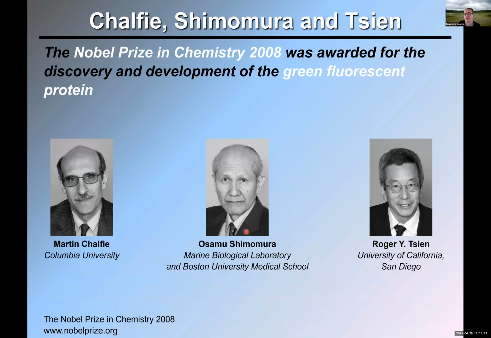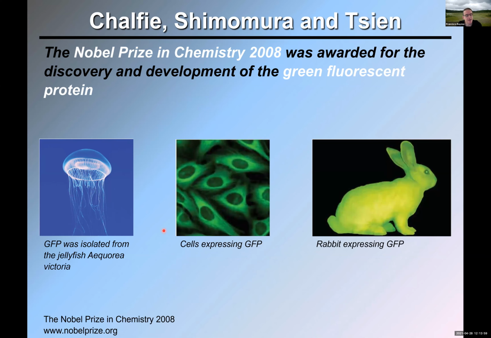Now, another class of extremely valuable fluorescent probes are the fluorescent proteins. And as you might know, the Nobel Prize in Chemistry in 2008 was given to Chalfie, Shimomura, and Tsien for the discovery and development of the green fluorescent protein, which was the very first of these fluorescent proteins. Today we have plenty of fluorescent proteins with different colors. Now the green fluorescent protein, generally abbreviated to GFP, was originally isolated from jellyfish, and it can be encoded genetically in cells.